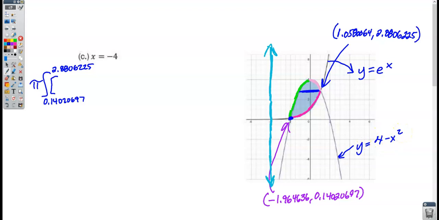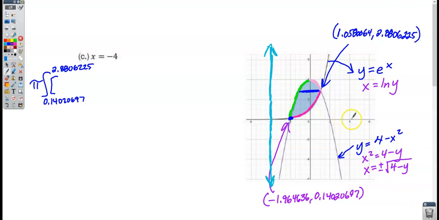So I'm going to have to solve these equations and get them in terms of x as a function of y. This one's pretty easy. I take the natural log of both sides. I get that x is equal to the natural logarithm of y. This one's a little bit more challenging for us in the context here. I get x squared equals 4 minus y. I take the square root of both sides. So x is equal to plus or minus the square root of 4 minus y.